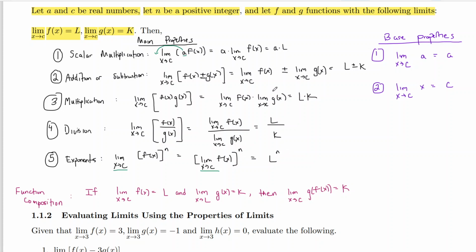Once again, kind of think about it the same way. You're basically just figuring out the limit and then doing whatever the operation is. Exponents, multiplication, division, addition, subtraction, or multiplying by a number.